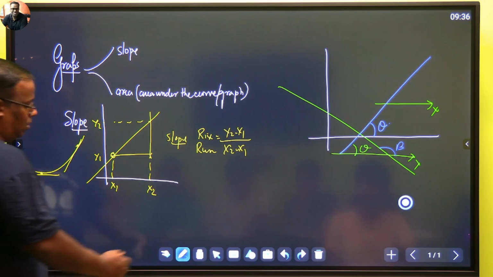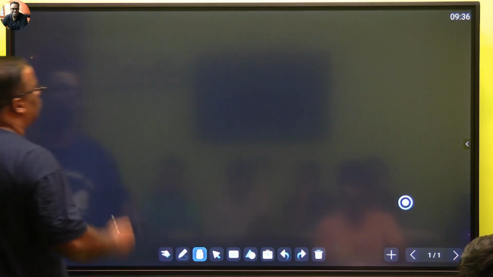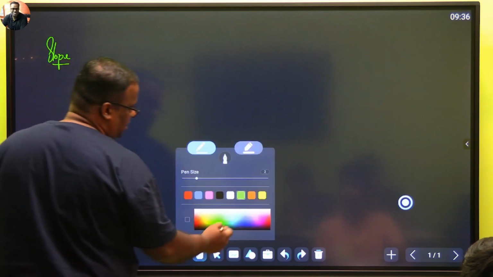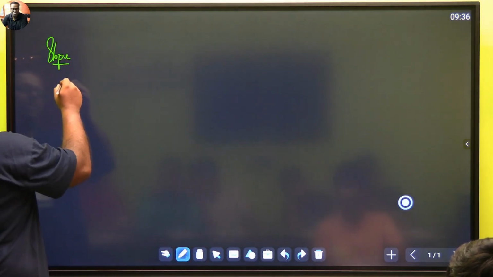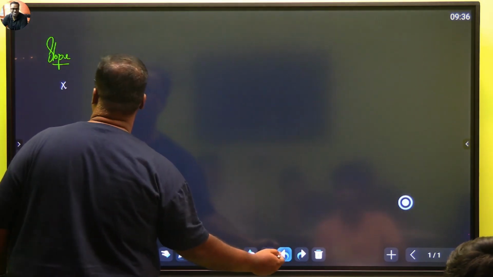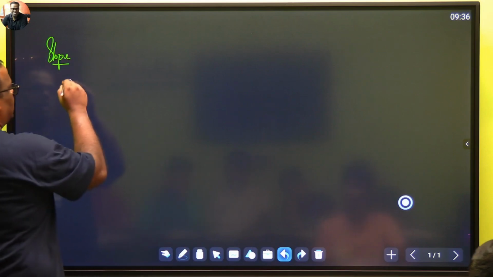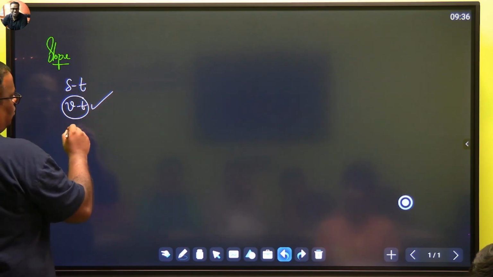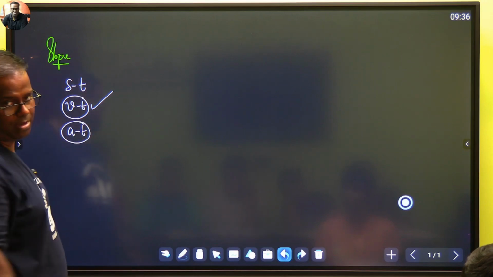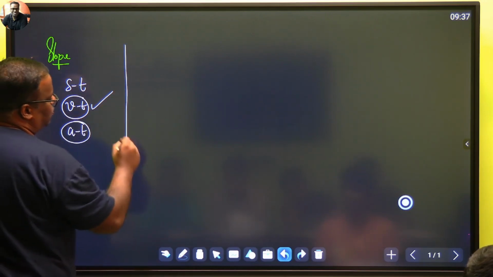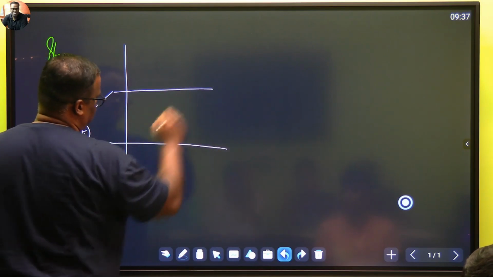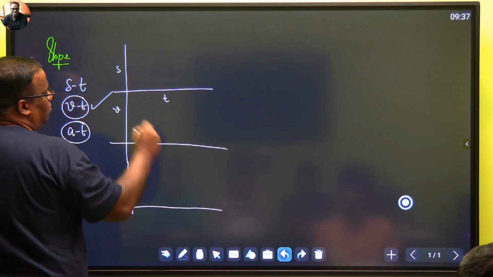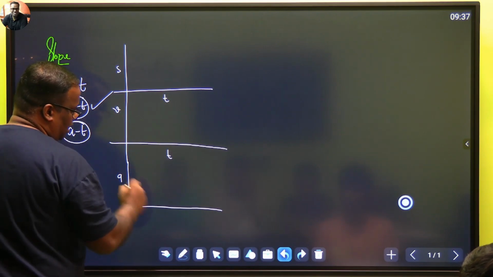Now, when we talk about grade 9, we see slopes of graphs. Before seeing slope, we should understand the type of graphs that we will get. We will get an st graph. We will get a vt graph. This graph is the most common, or else you get an at graph. In all the three graphs, we do it like this. This is the st graph, vt graph, and at graph.